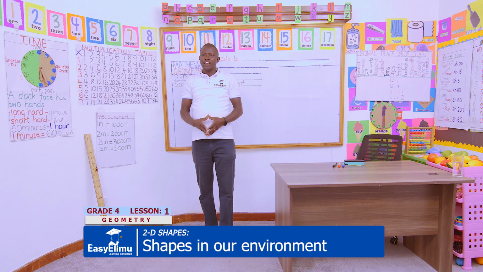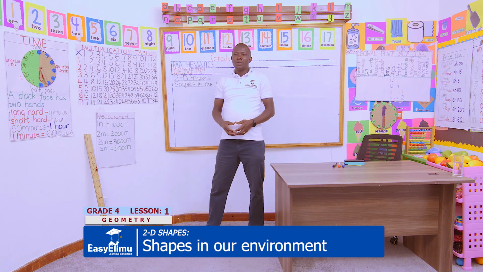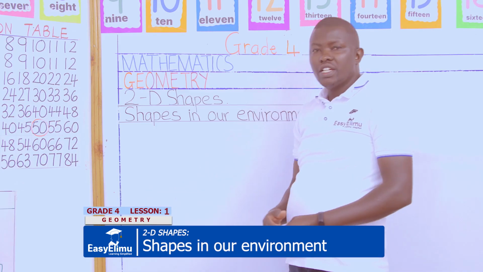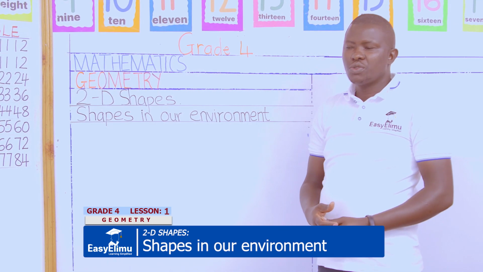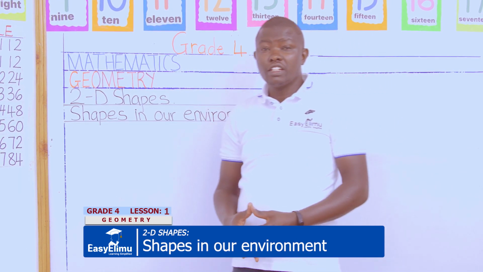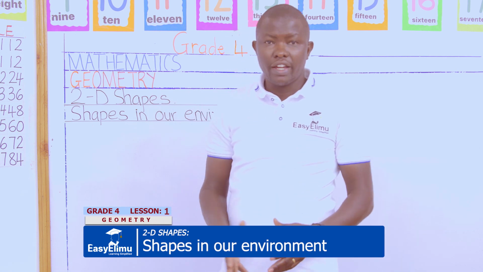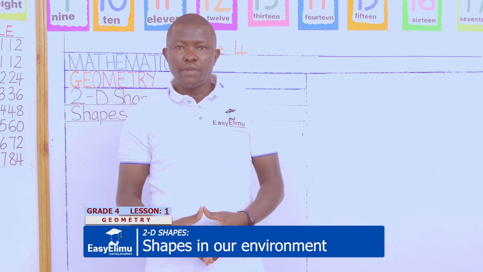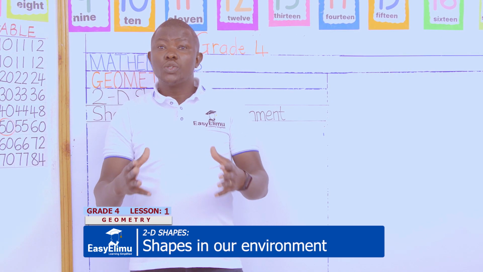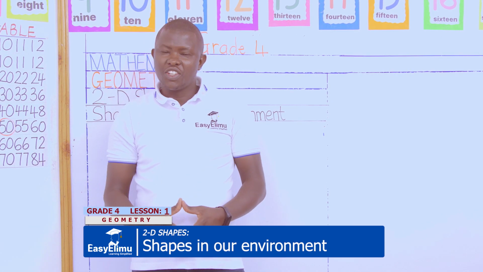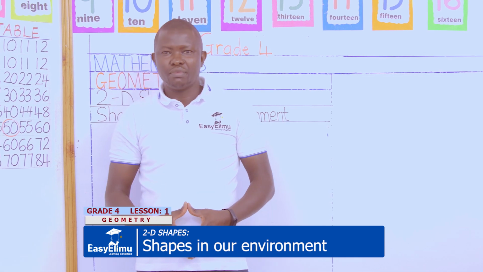In our lesson for today, grade 4 mathematics, we will be working with geometry, and in our geometry today we'll be looking at 2D shapes. Today we'll be identifying these shapes in our environment. 2D shapes in our environment. And I would like to pose a question: how can you identify a 2D shape?